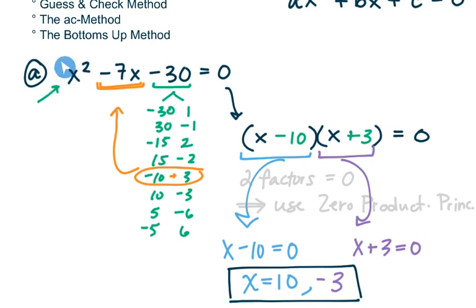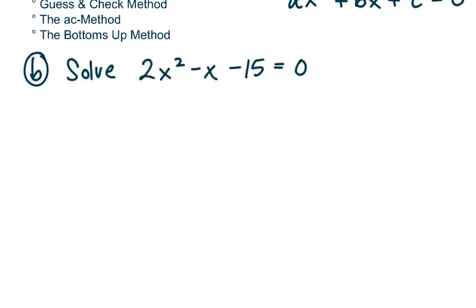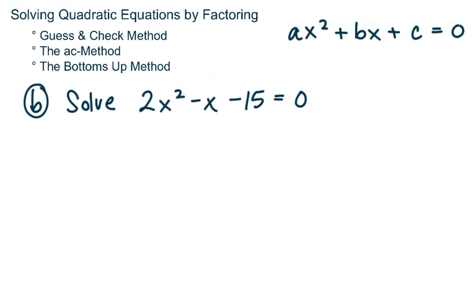So now let's look at the guess and check method when we have a leading coefficient which is not equal to positive 1. In this next example, example B, we're going to solve 2x squared minus x minus 15 is equal to 0. So you'll notice here my leading coefficient is not positive 1, it is 2, which means we have an extra factor to think about when we're dealing with guess and check.